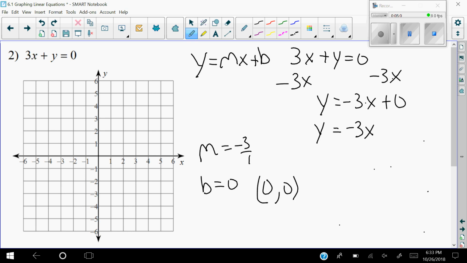All right, so I'm going to begin with 0, 0. And since I have a negative slope, I'm going to go down 3: 1, 2, 3, and run 1. And that'll be my second point. And then I just draw my line.